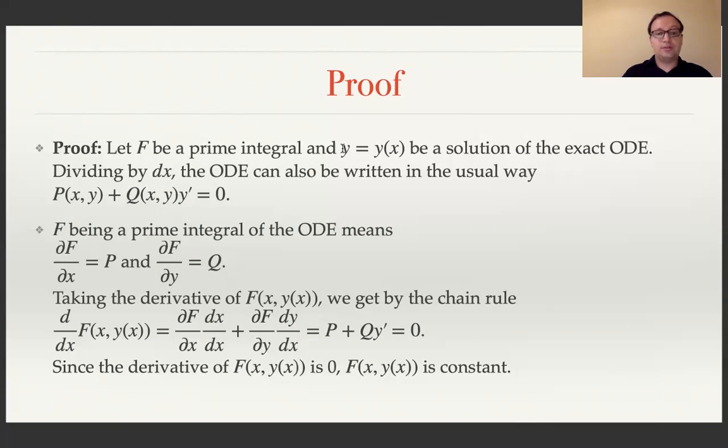And now let's assume that y of x is a solution of the equation, and let's take capital F to be a prime integral. Capital F being a prime integral means partial f over partial x is p, and partial f over partial y is q. Okay, so now let's form this expression that we want to know whether it's a constant or not.